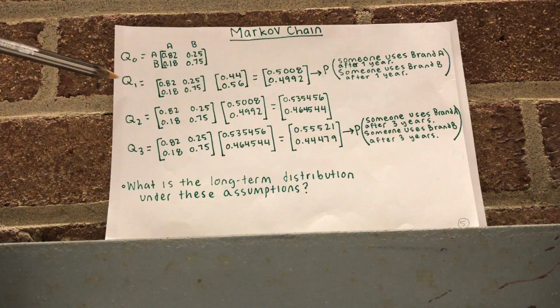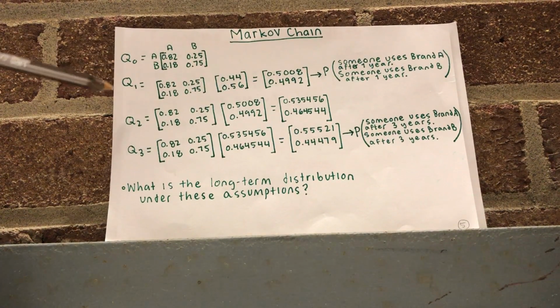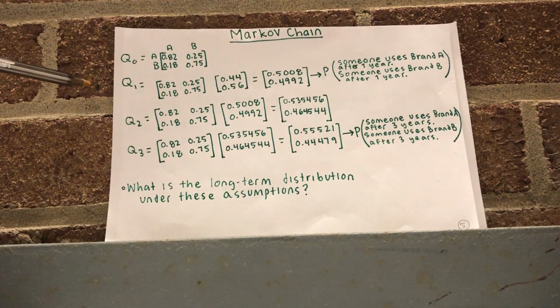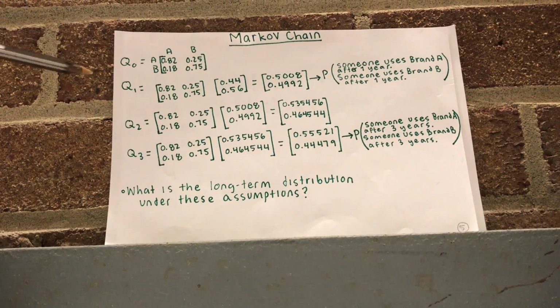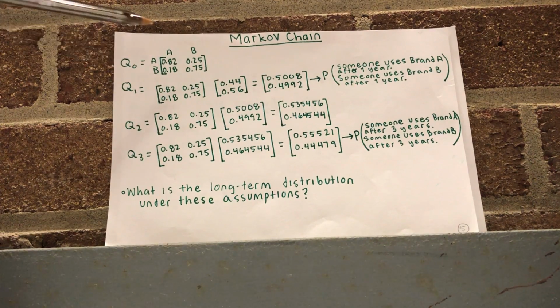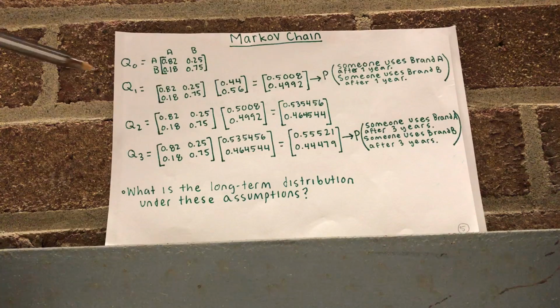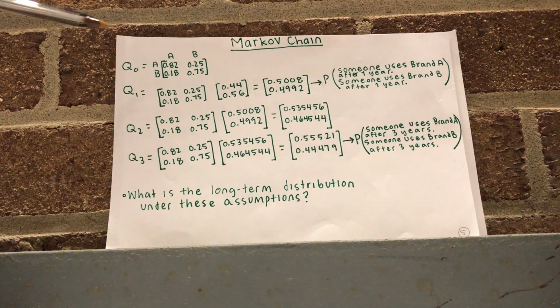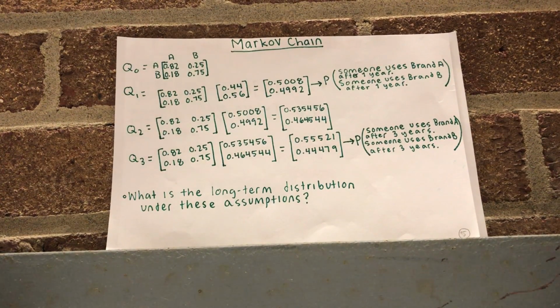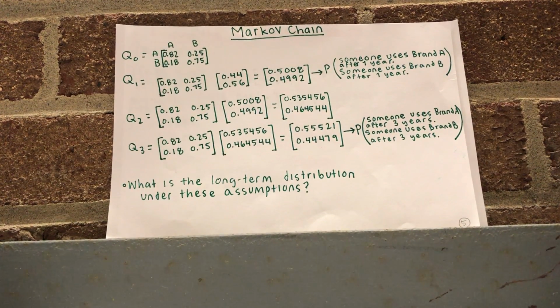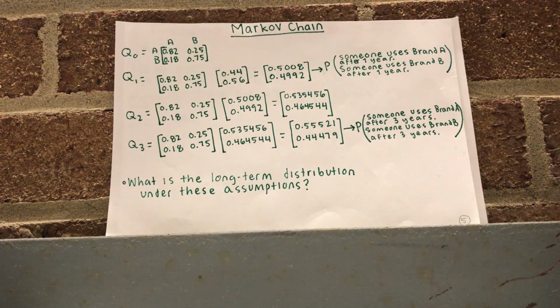So to find the next Q, you would use the equation AX equals B, where A is Q sub 0 and X is the initial state distribution matrix. When you multiply that out, you find the probability someone uses brand A after 1 year and the probability someone uses brand B after 1 year.